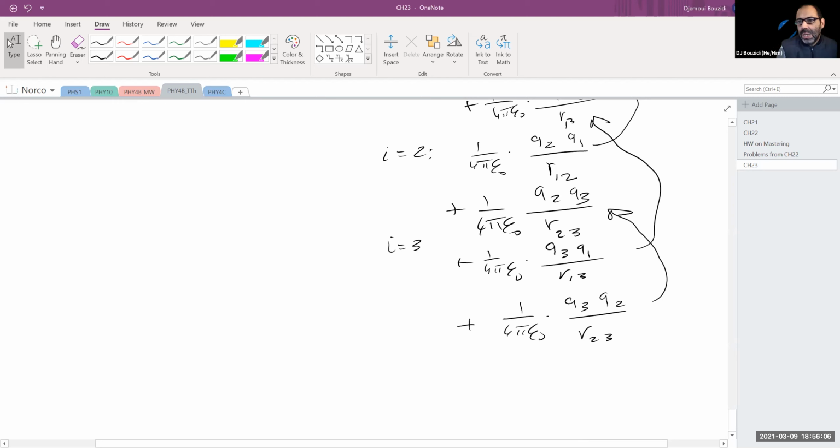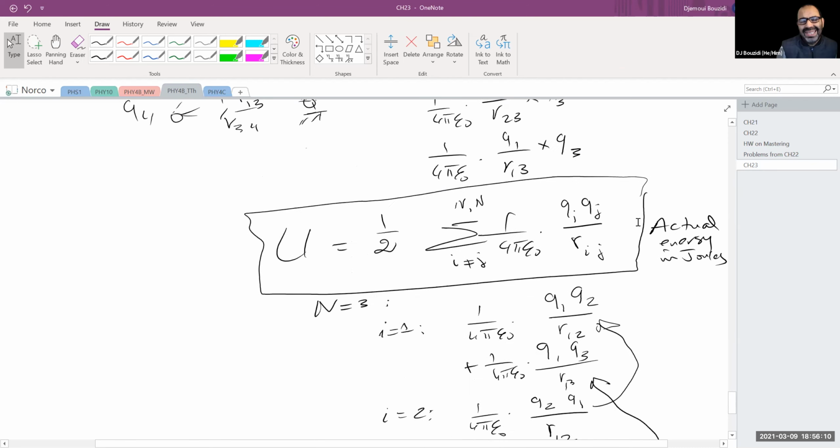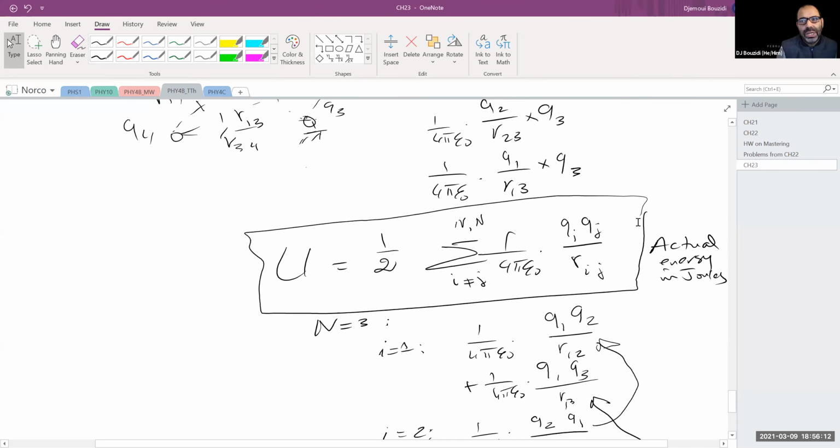Okay, so basically this is how the total energy of an assembly of charges is found. This is actually in joules. So this is an actual energy.